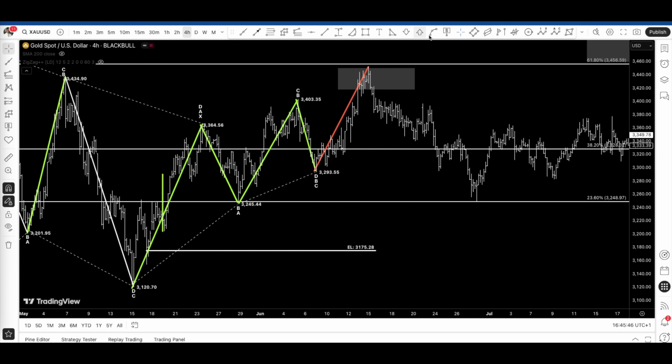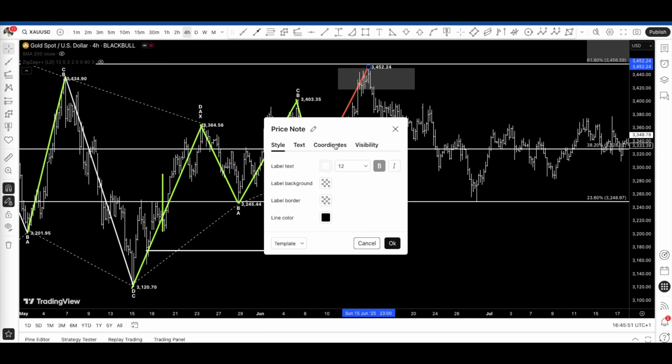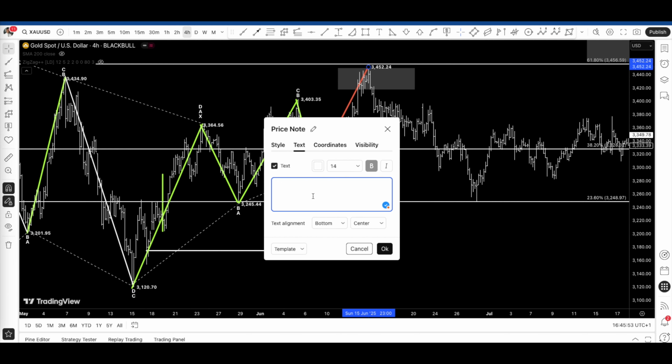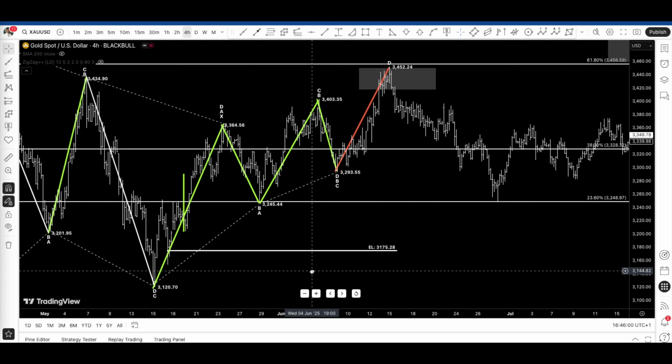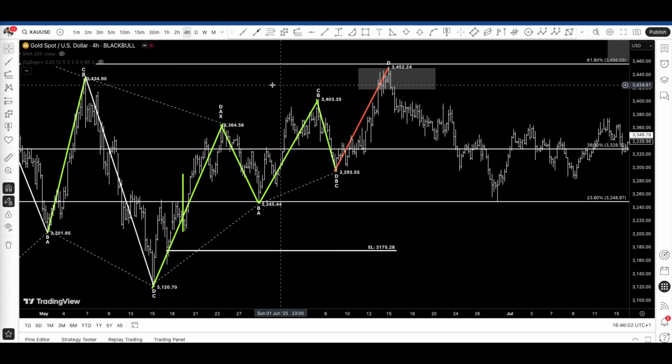C and D. Sorry guys, I'm trying to show you something and I don't even know how to name the 3 drives patterns. Anyway, that's good because I didn't plan anything, and that's good to happen. X, A, B, C, D, so we have a 3 drives pattern here.